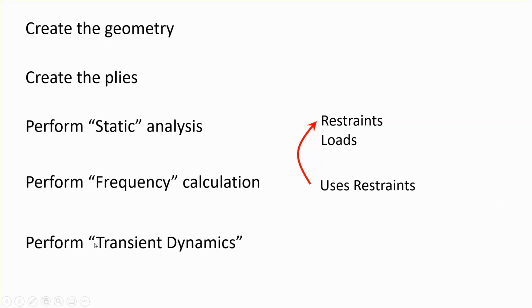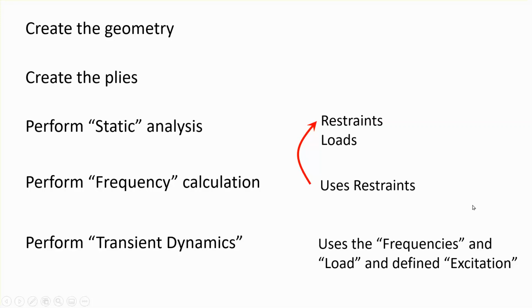Then we execute a transient dynamic calculation. Transient dynamics in CATIA uses the concept of modal superposition. In other words, it actually needs the frequencies that you just calculated, and of course it needs the restraints.